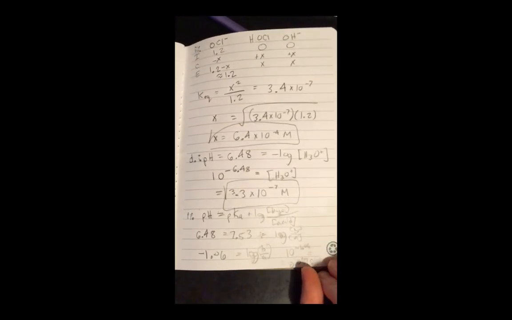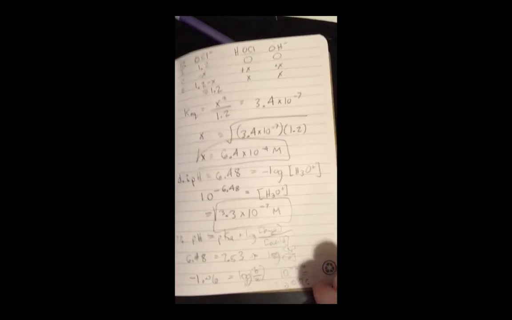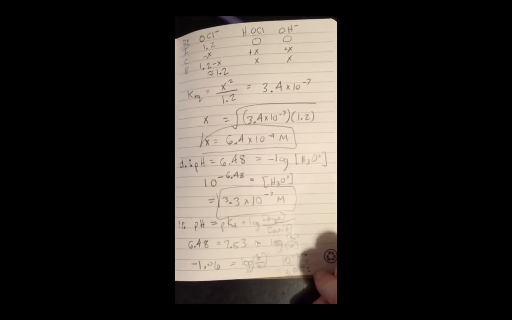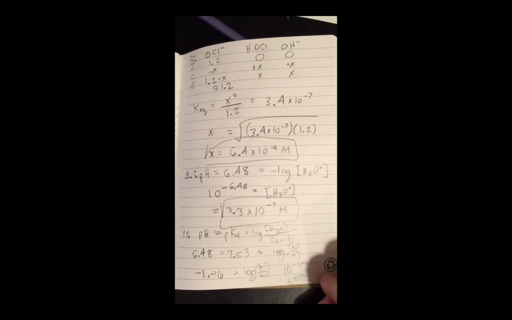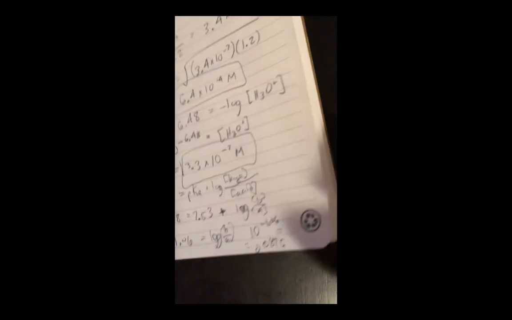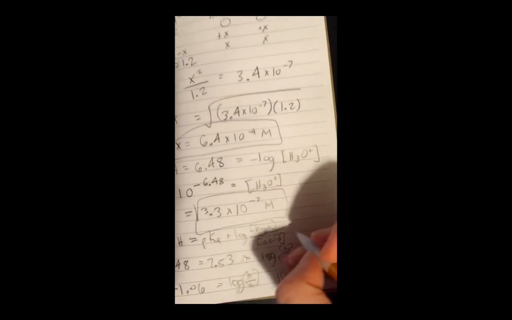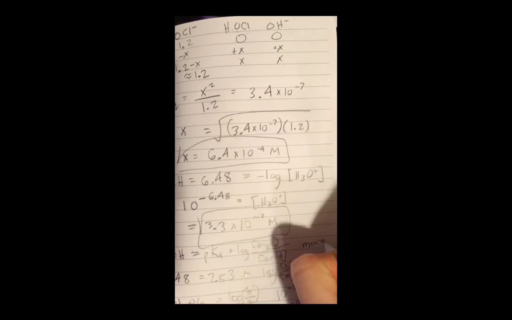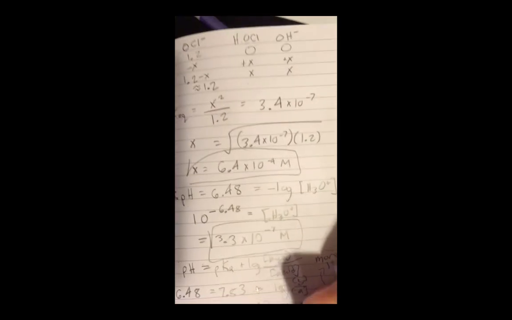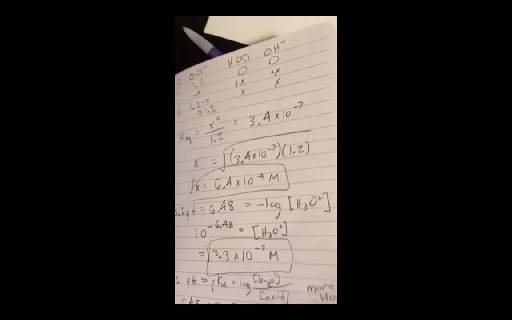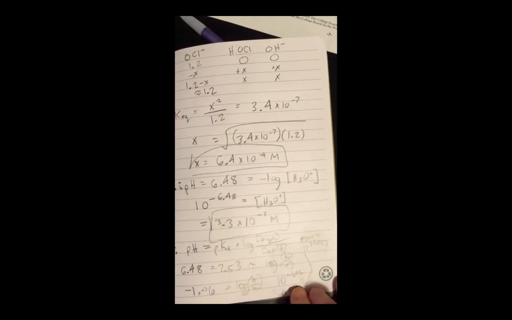I'm running out of room on this page, right? That equals the ratio of base over acid. So that tells us that we have a lot more acid than we do base, right? So we've definitely got, I'm just going to write this over here, more acid, and then the acid, of course, is HOCl. So we have more HOCl than we do OCl minus.